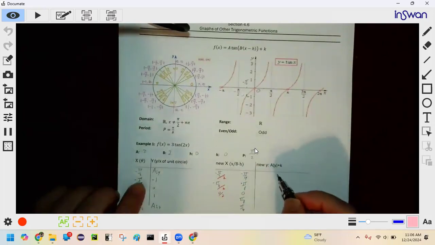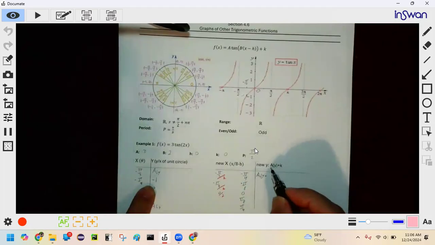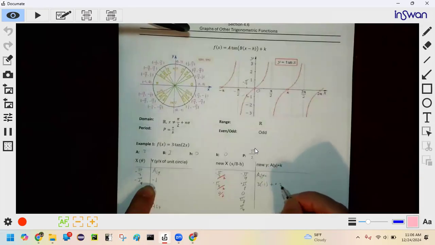Our new y coordinates, the asymptote is still an asymptote. -1. So the a is 3. 3 times -1 plus a k of 0 is going to be -3. 3 times 0 is going to be plus 0. It's going to be 0. 3 times a positive 1 plus a 0 is going to be 3. And that's still going to be an asymptote right there.